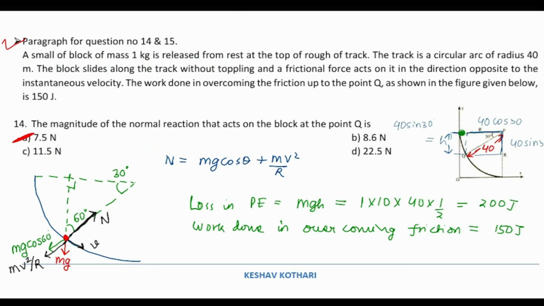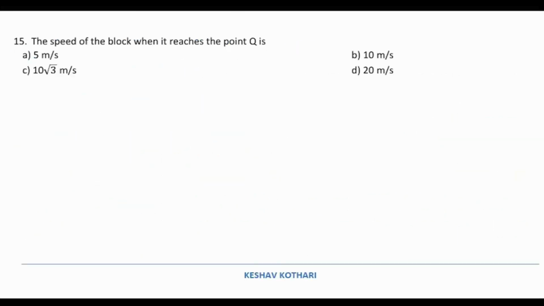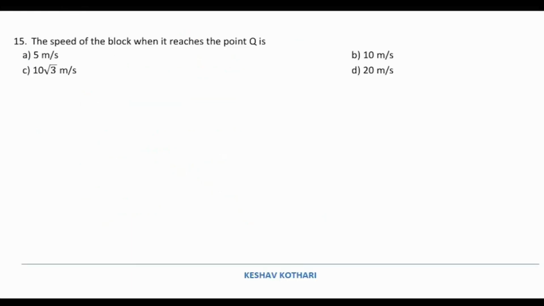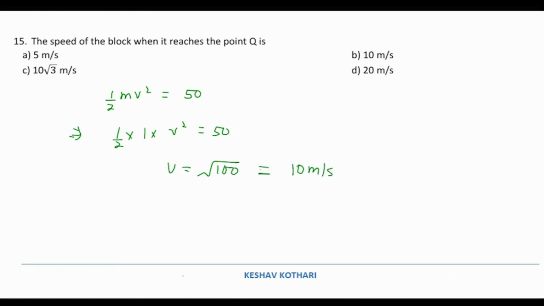Let us deal with the next problem. The next problem is asking the speed of the block when it reaches the point Q. Over here we have already calculated from this expression that half mv square is equal to 50. So half into mass, 1 kg, into v square is 50. So v is equal to square root of 100, that is equal to 10 meter per second. So in this case we get the answer equal to 10 meter per second, that is option B is correct for this particular problem. So with this we come to an end of the problem solving session for work energy theorem.